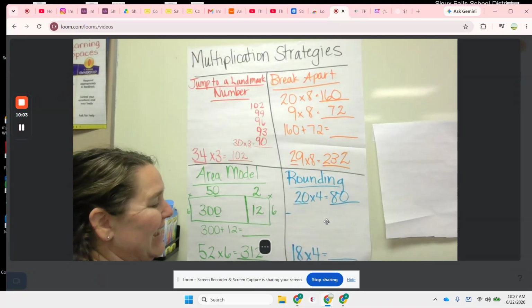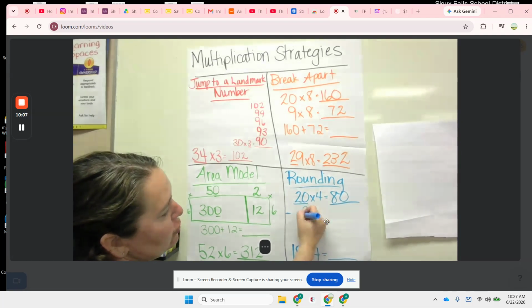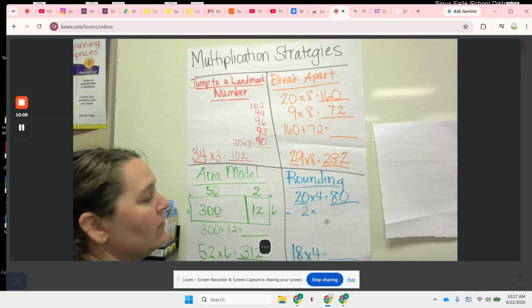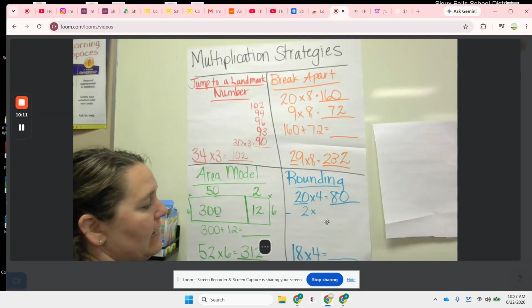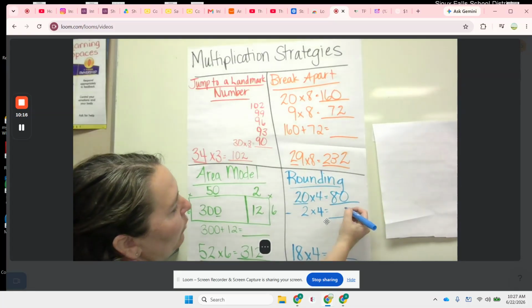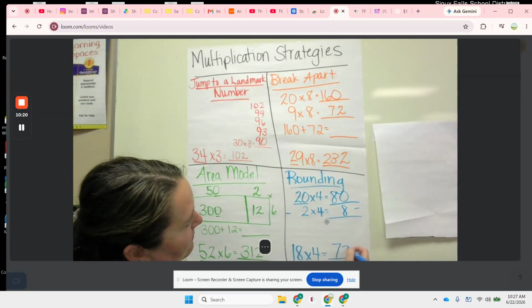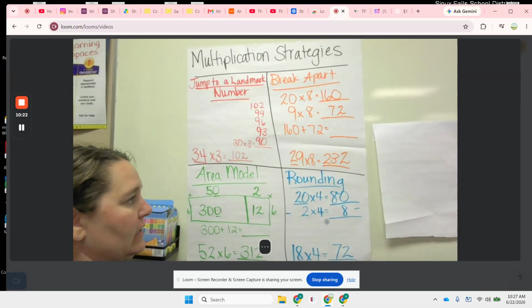So we are going to take away. So 20 take away 18 is 2. So I'm going to put my 2 here. But of course, if I break that number, the other number stays the same. I got to take away a 2 times a 4. So 80 take away an 8 would give you a 72.